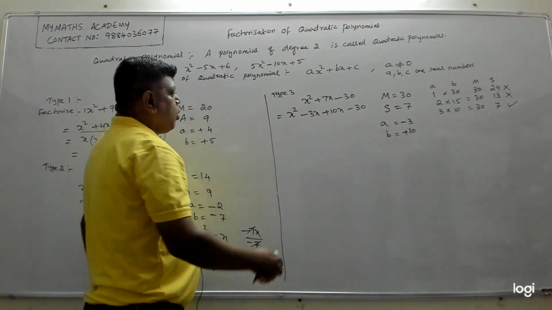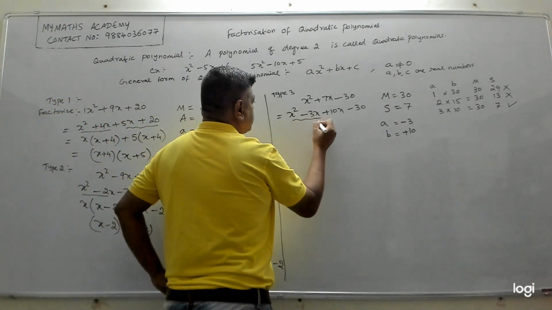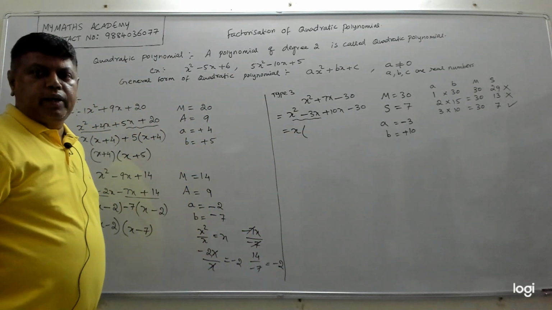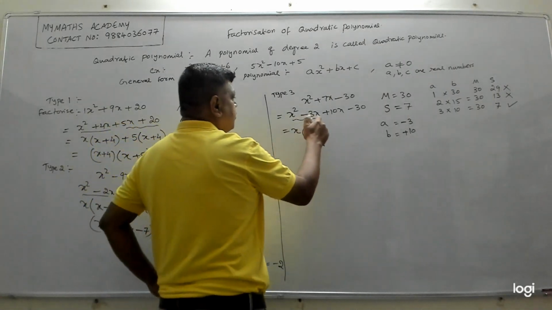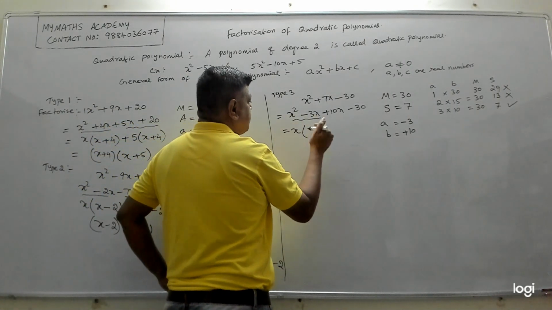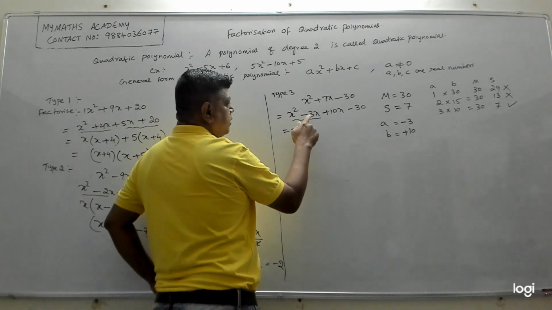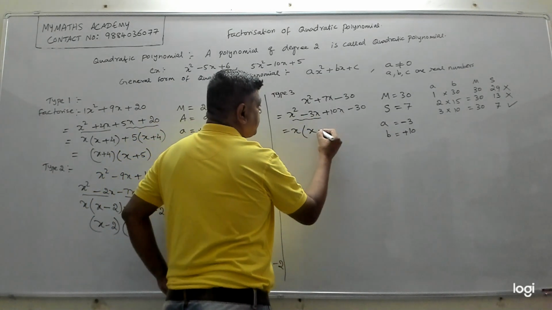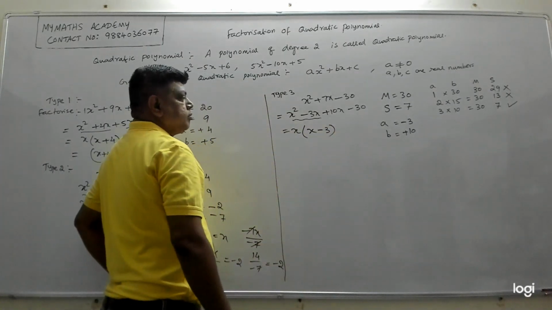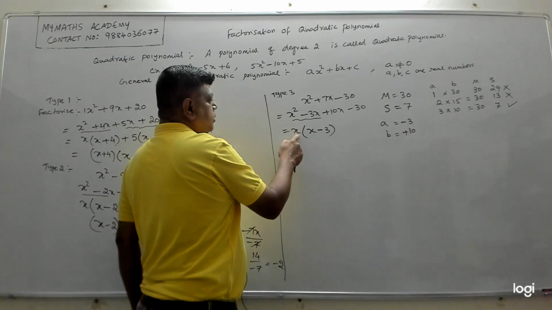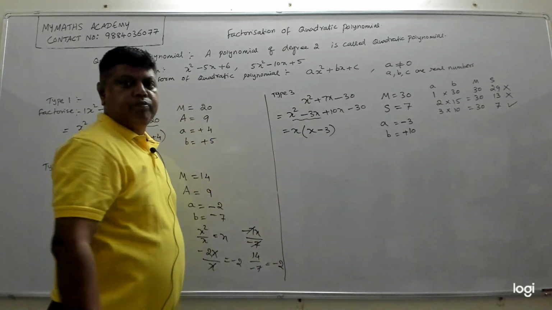Fine. Now we will take these two terms. We will take x common from these two. So if we take x common, this x square will become x. Then in minus 3x, if I take x common, it will become minus 3. Fine. So if you multiply now, x into x, x square, x into minus 3, minus 3x. You get back the same.